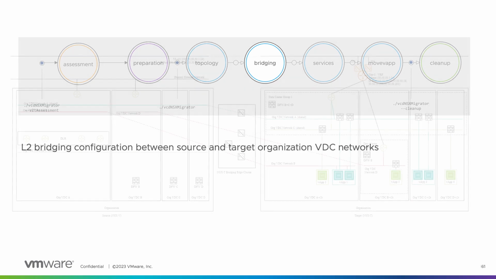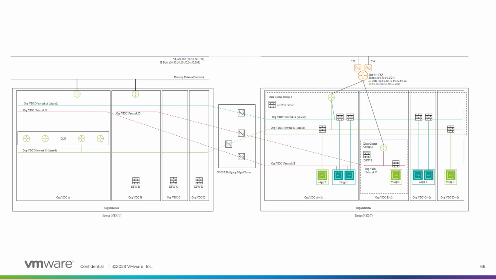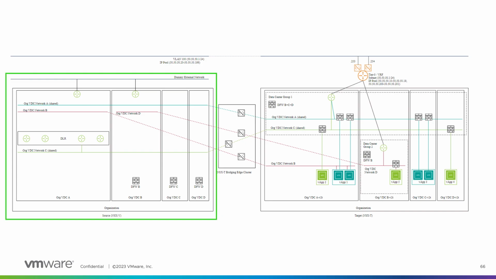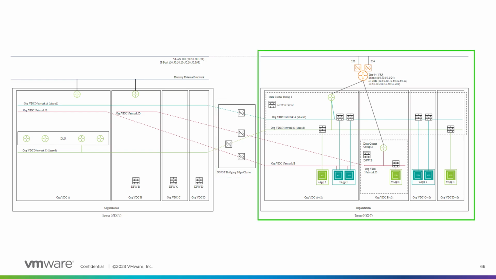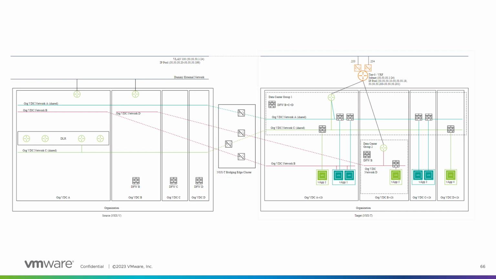This diagram is pulled from the migration tool documentation. This diagram depicts a successful migration, so we're getting a bit ahead of ourselves, but it is a good visual of what is built during the bridging phase. You can see the NSX-V environment on the left, the NSX-T bridging cluster in the middle, and the NSX-T environment on the right. So what this phase is going to do is build out the bridges that are depicted on this slide.